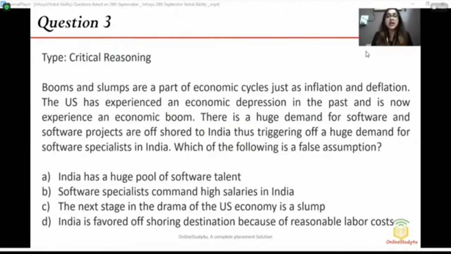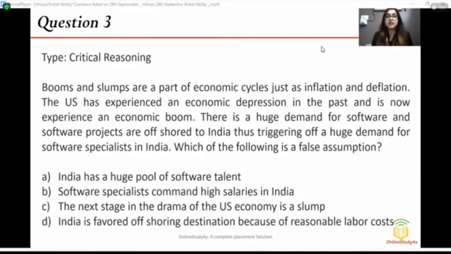All right. Now, the first says India has a huge pool of talent. That is a very valid assumption to make because when these projects are being offshore, that is because there is a huge pool of software talent. Otherwise, in the first place, it wouldn't get offshored out here. Next, it says software specialists command high salaries in India. It then says the next stage in the drama of the US economy is a slump. Now, you know, it says booms and slumps are a part of the economic cycles just as inflation and deflation. So earlier there was a depression, now there is a boom. So of course, maybe again there will be a depression because these are part of economic cycles, right? So this is also a valid assumption.